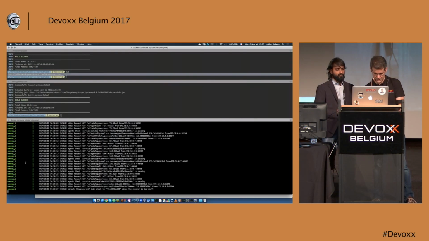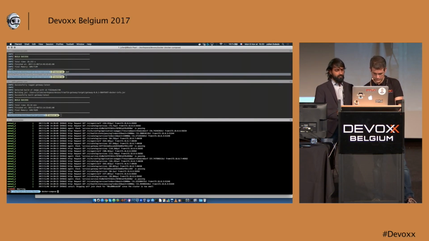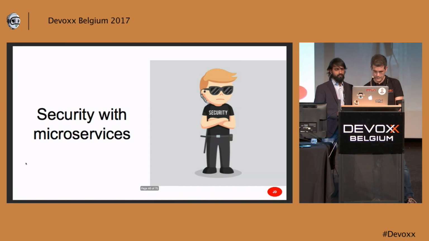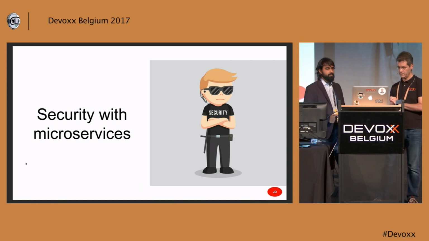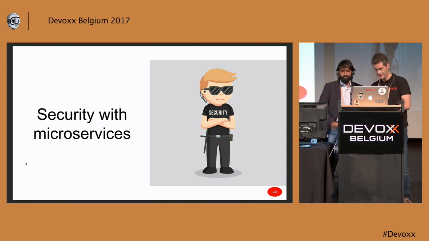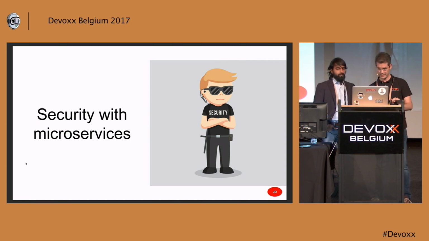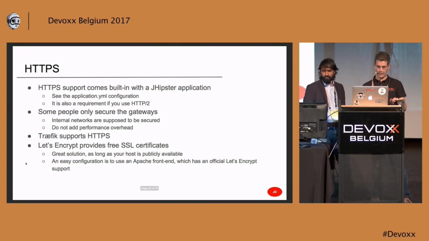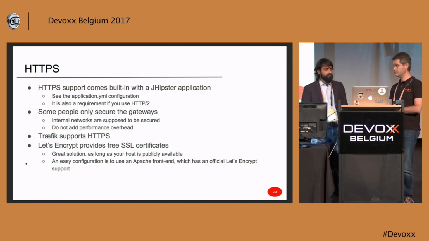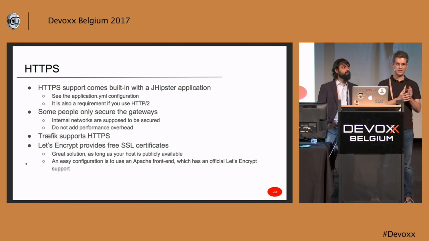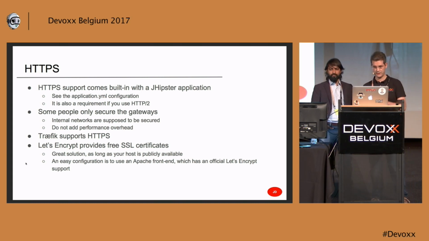So let's stop everything, because it makes no sense to keep everything running. And let's talk about security. It's a topic we already introduced, but we didn't detail the different security options. So here is the time to see that. First thing about security, HTTPS. We've got, of course, HTTPS support, which is built in with JHipster.